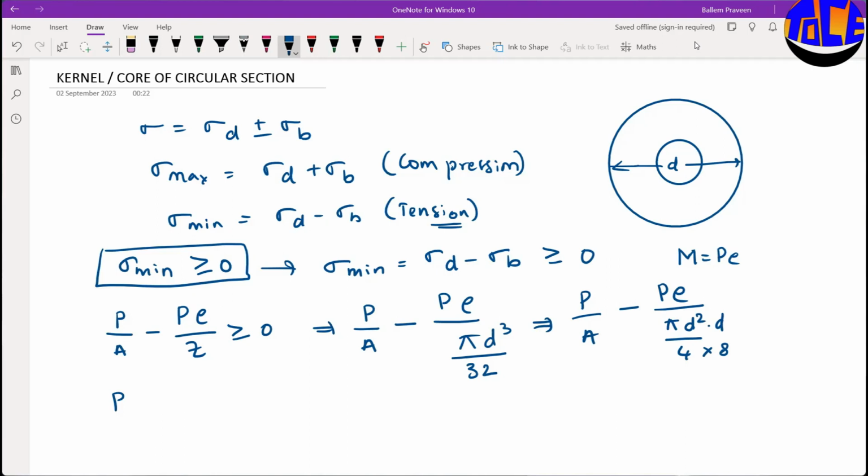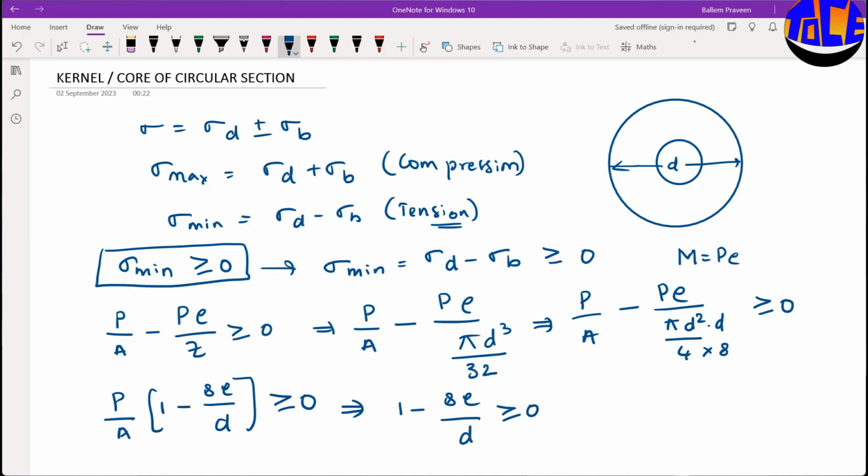This pi d square by 4 is nothing but the area, right? So we can take P by A as common. It will be 1 minus 8E by D, right? So I have taken A to the numerator place. This value should be greater than or equal to 0. To further simplify, if I take P by A to the other side, it will become 0. So I can rewrite this equation as 1 minus 8e by d should be greater than or equal to 0.